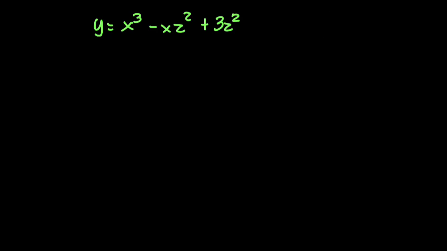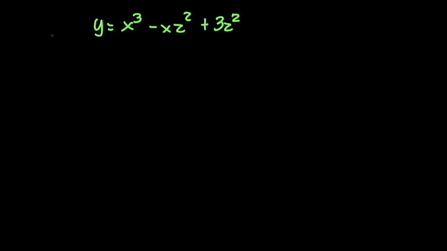Today, we'll be talking about partial derivatives. Let us start first with this first example, y equals x cubed minus xz squared plus 3z squared. Now, in normal operation of derivatives, you would take the derivative of everything of this, but in partial derivatives, we will take the derivative of each variable separately. We have two variables here, which is x and z.